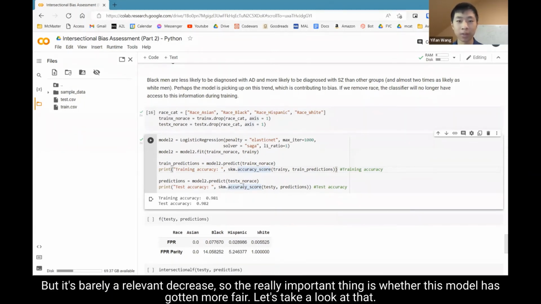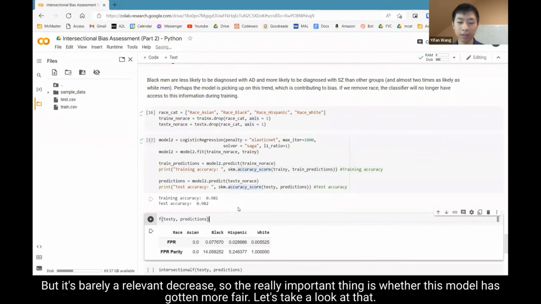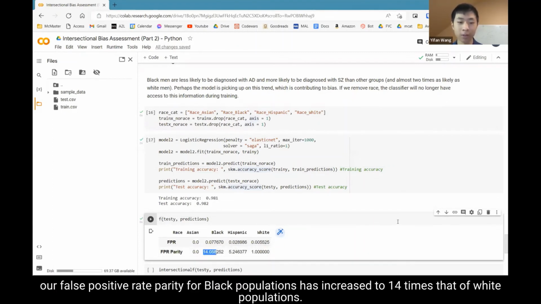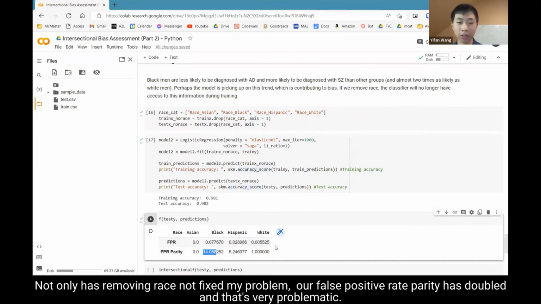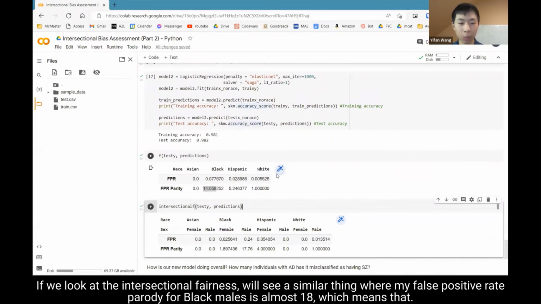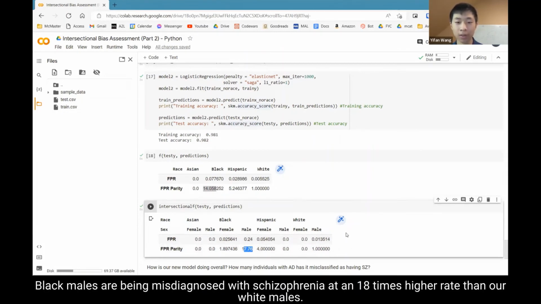So the really important thing is whether this model has gotten more fair. And let's take a look at that. If we look at the fairness just within each race, we see that our false positive rate parity for Black populations has increased to 14 times that of white populations. So not only has removing race not fixed my problem, our false positive rate parity has doubled, and that's very problematic. If we look at our intersectional fairness, we'll see a similar thing where my false positive rate parity for Black males is almost 18, which means that Black males are being misdiagnosed with schizophrenia at an 18 times higher rate than our white males.